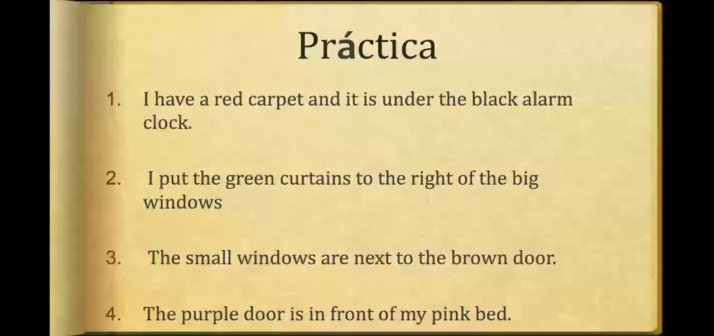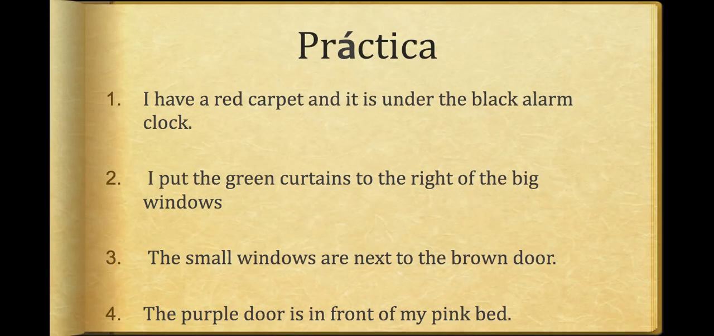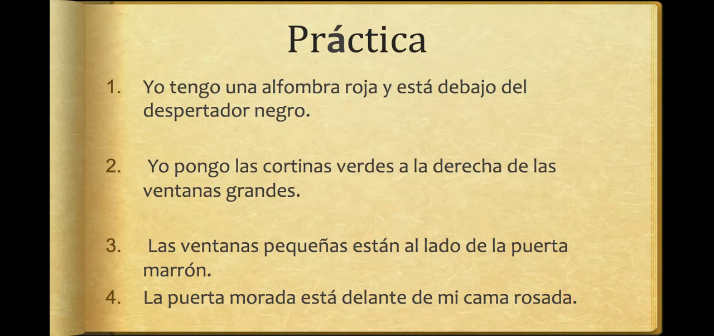Some practice. I threw in some noun and adjective agreement in here, such as red carpet. Remember, it's going to be alfombra roja. Black alarm clock, el despertador negro. Okay, and here are the answers to these four. I'll give you a second to copy these. You can also just pause this.